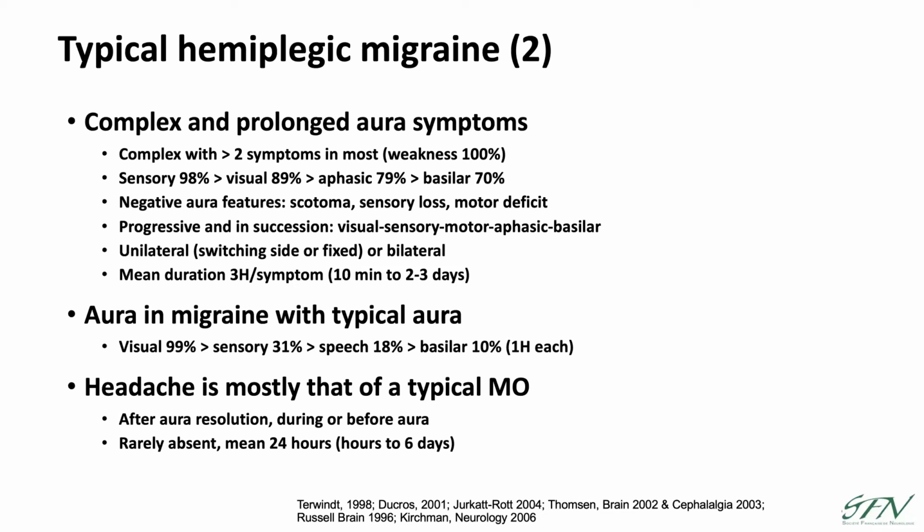For comparison with migraine with typical aura, in hemiplegic migraine, visual symptoms are less common. Headache follows the aura or starts during the aura and is mostly that of a typical migraine without aura. It's rarely absent, but some patients may have only the hemiplegic migraine aura and no headache at all. It's about 5% of the patients that have isolated aura. And when the headache is present, the mean duration is 24 hours, but it can last up to several days and be very severe with photophobia, phonophobia, nausea, and vomiting.